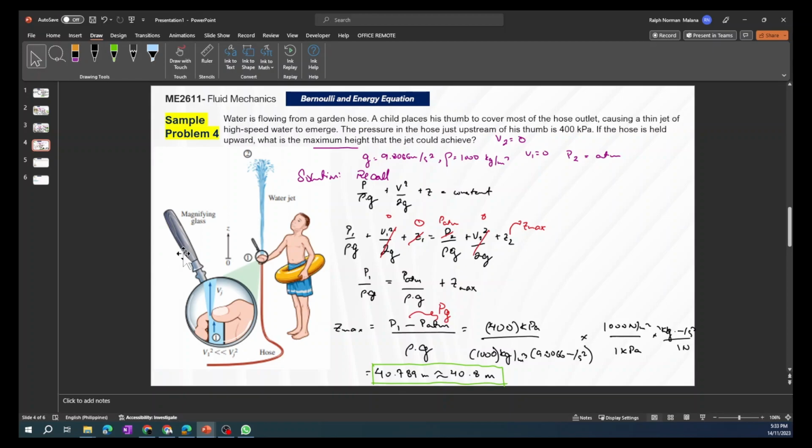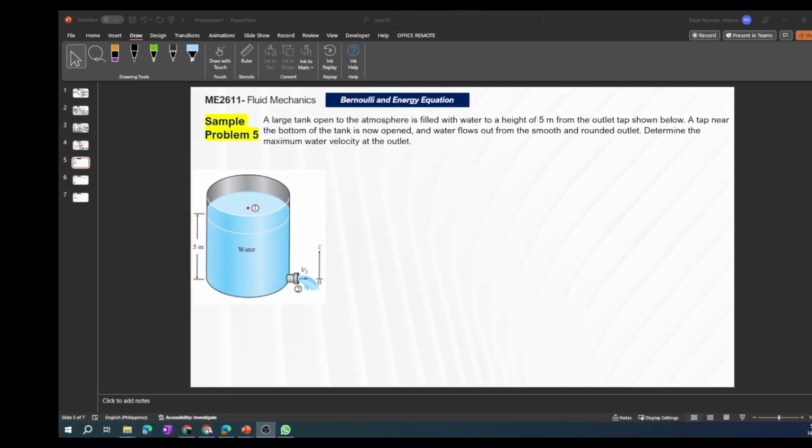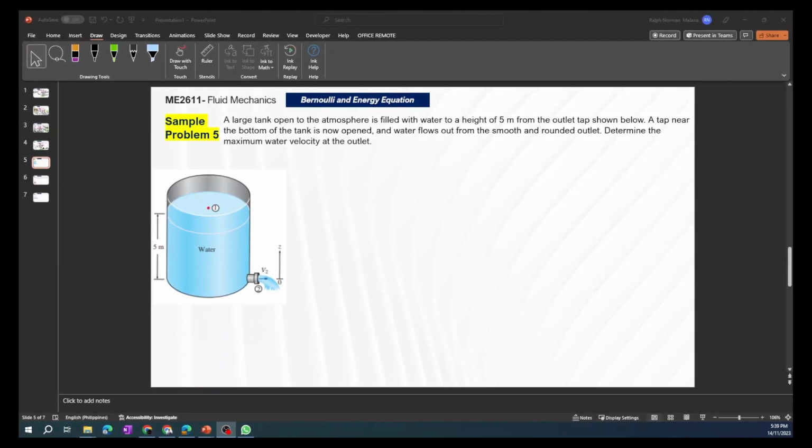All right. Next up is a sort of derivation for Torricelli's equation. We're going to do that with a sample problem instead of just giving you the formula. So now we have sample problem number 5. This is where we get to expand more on how to determine Torricelli's equation.